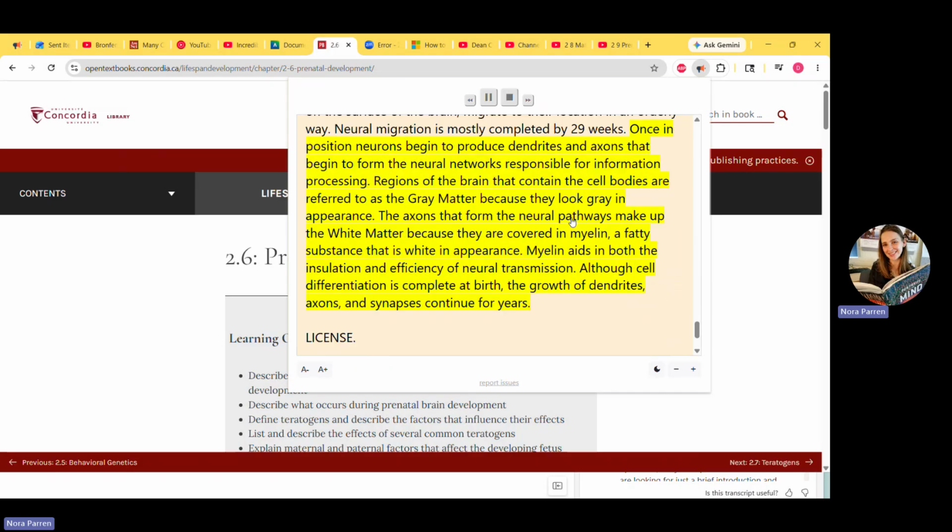Once in position, neurons begin to produce dendrites and axons that begin to form the neural networks responsible for information processing. Regions of the brain that contain the cell bodies are referred to as the gray matter because they look gray in appearance. The axons that form the neural pathways make up the white matter because they are covered in myelin, a fatty substance that is white in appearance. Myelin aids in both the insulation and efficiency of neural transmission. Although cell differentiation is complete at birth, the growth of dendrites, axons, and synapses continue for years.